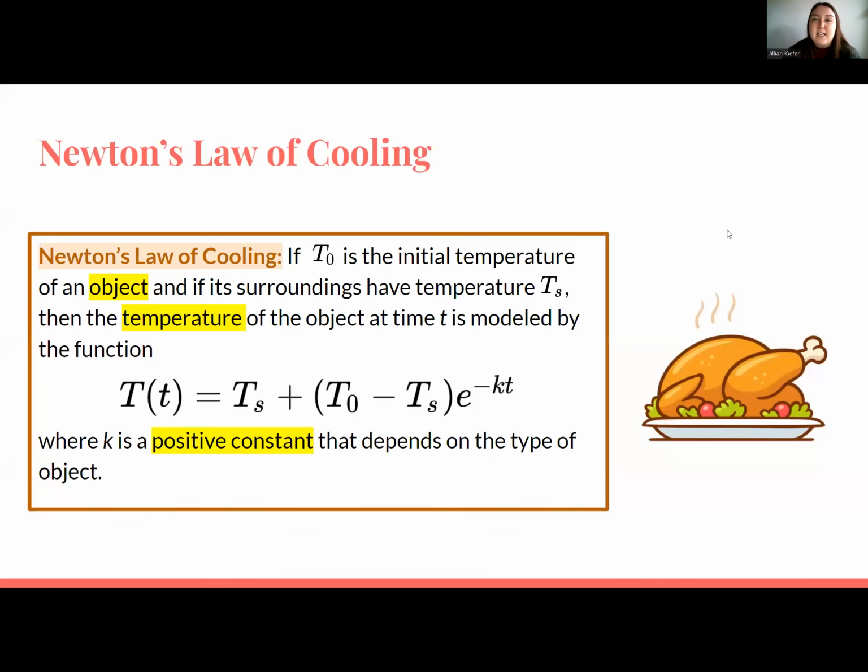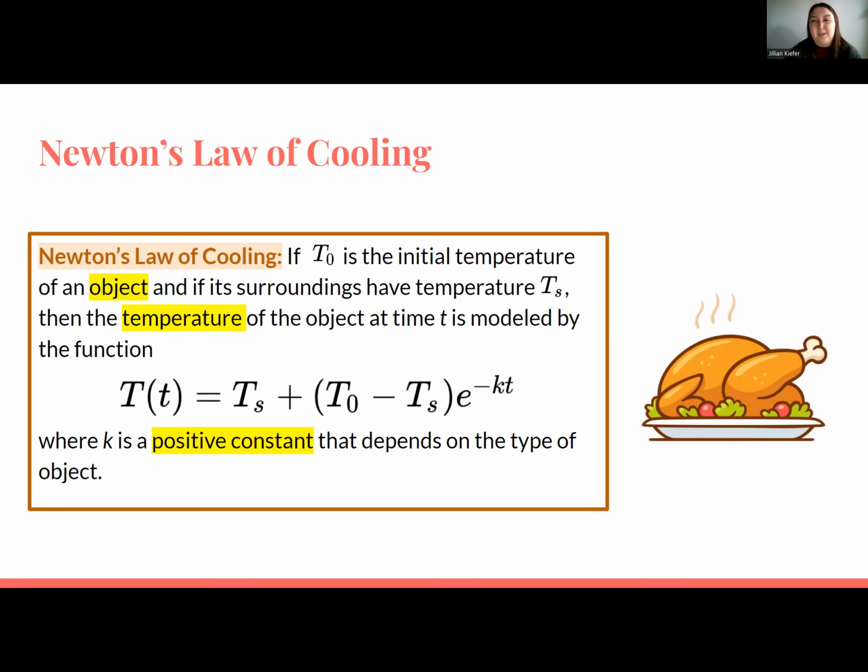So moving on, we have our last exponential type of application here. We have Newton's law of cooling. So Newton's law of cooling, we say if T naught is the initial temperature of an object and its surroundings have temperature T sub S, then the temperature of the object at time t is modeled by this function. T of t, or the temperature of the object at time t, is equal to T sub S, the temperature of the surroundings, plus T naught, or T initial, minus the temperature of the surroundings, times e to the power of negative kt, where k is just some positive constant that depends on the type of the object. So this is the equation.